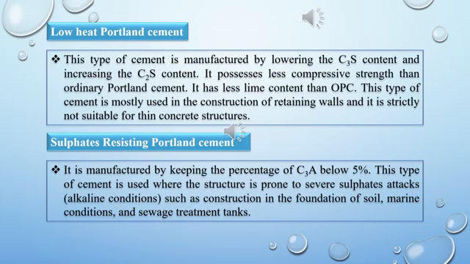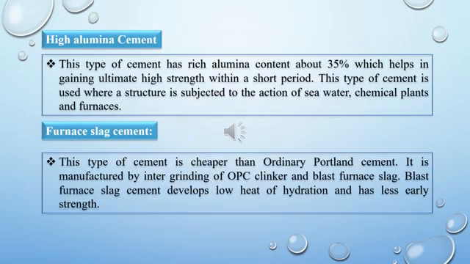So this was the sulfate resisting Portland cement and low heat Portland cement. So dear students, next one is high alumina cement. This type of cement has rich alumina content, about 35%, which helps in gaining ultimate high strength within a short period. This type of cement is used where a structure is subjected to action of seawater, chemical plants and furnaces.